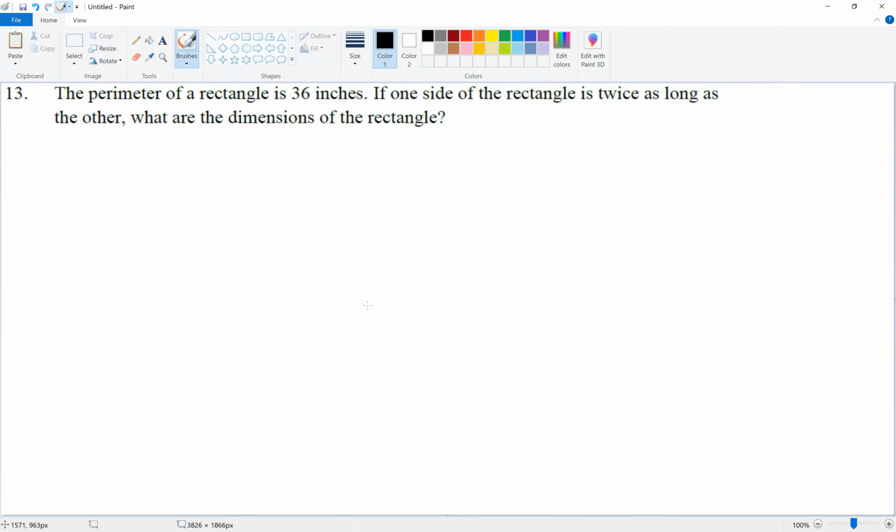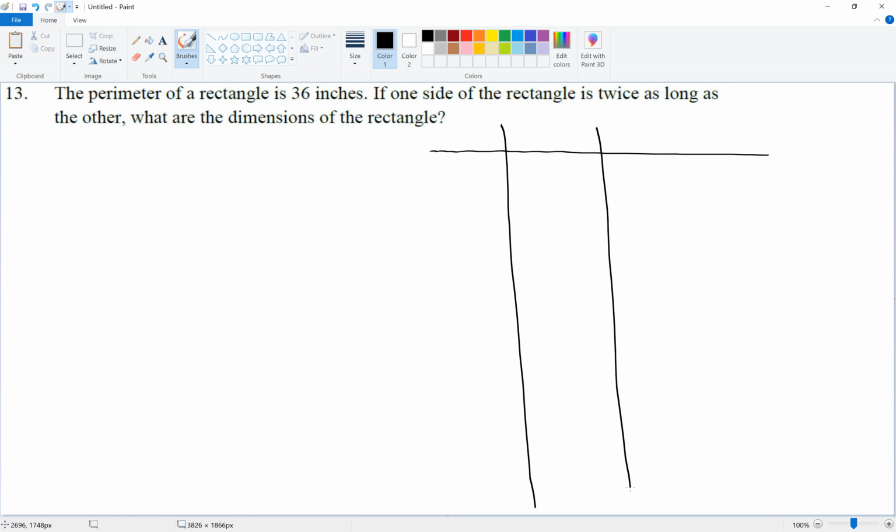And how did you find it? I'm gonna just trial and error. Like 6 plus 6 is 12, and 12 plus 12 is 24, and 24 plus 12 is 36.